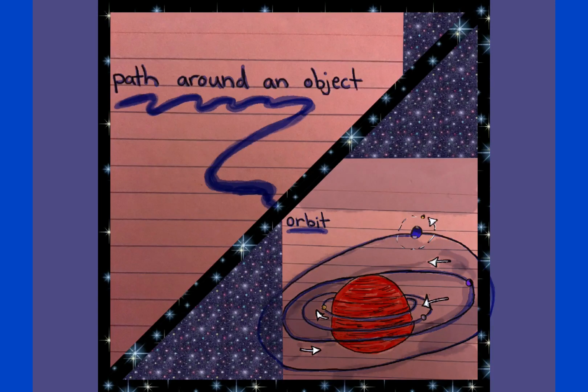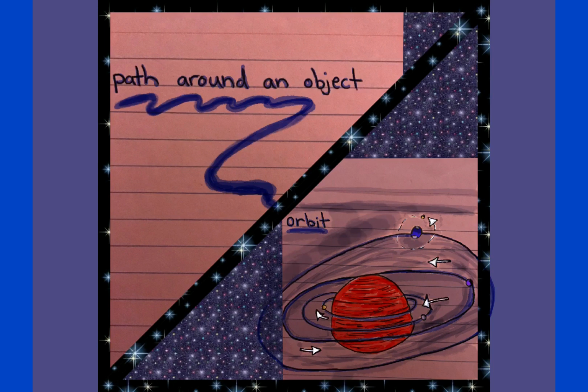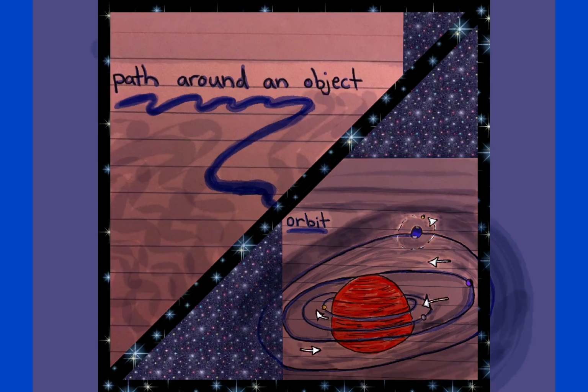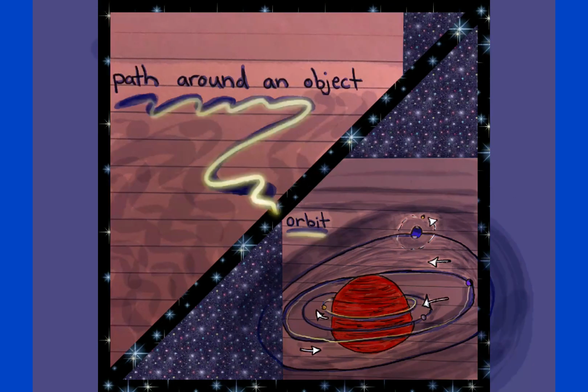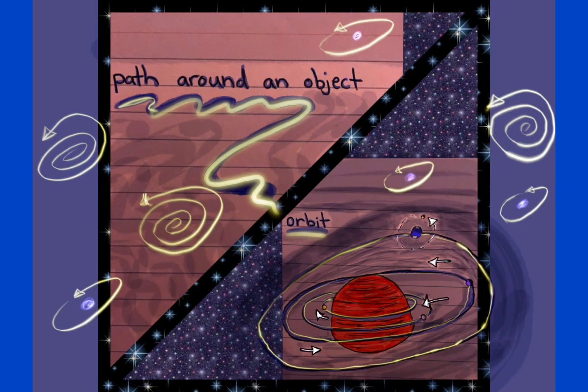An orbit is a path around an object in space. The Earth orbits the Sun, and the Moon orbits the Earth. Orbit.